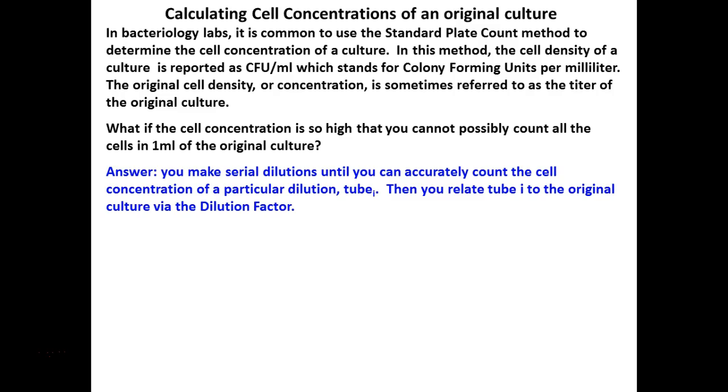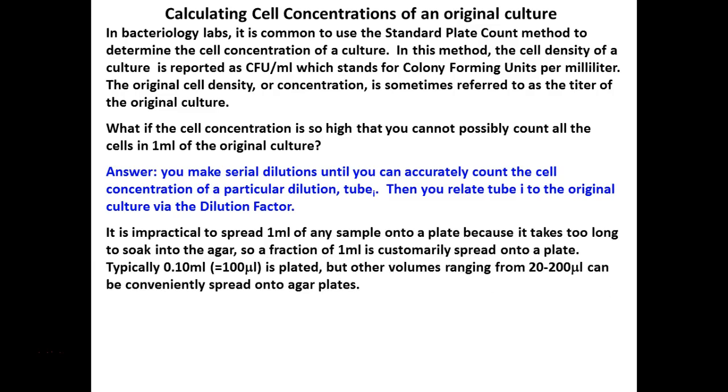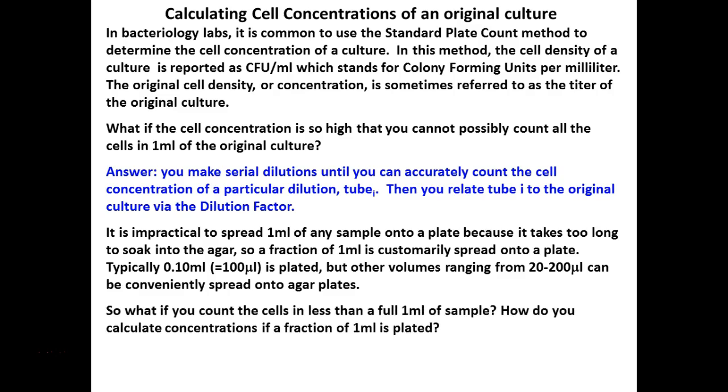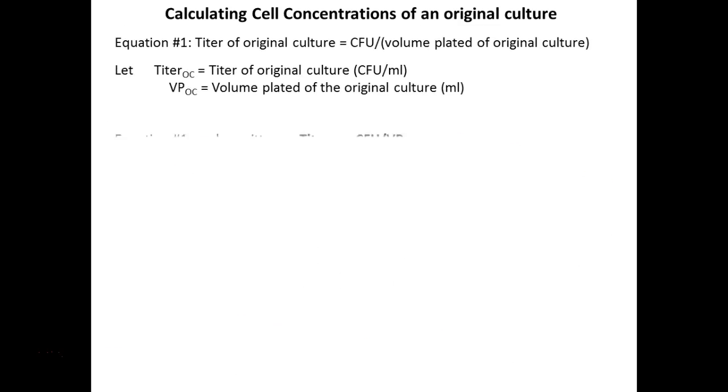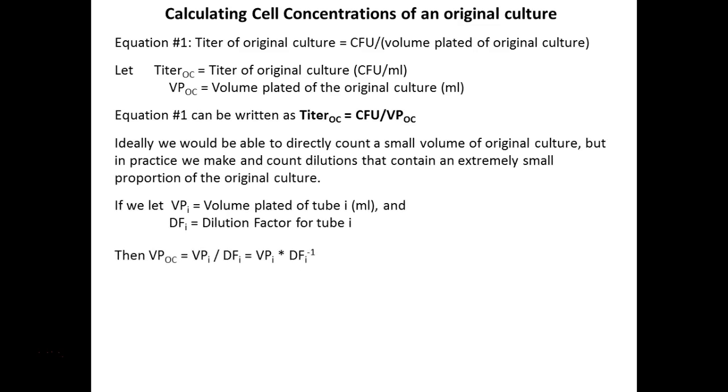So we do serial dilutions until we can accurately count the cell concentration. We dilute these in series so that hopefully we get a countable number of cells on that plate. So this is where, as I said, that volume matters. We didn't spread out all of it, so it has to be a fraction of it. So let's look at the equation.